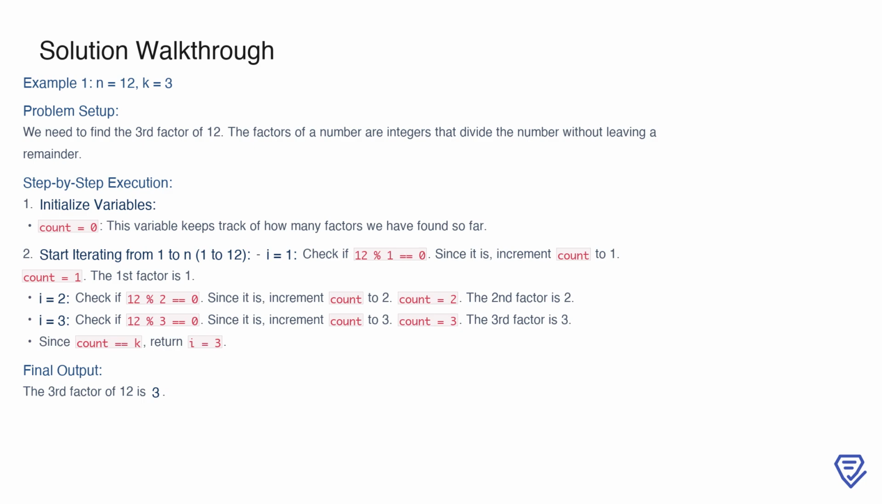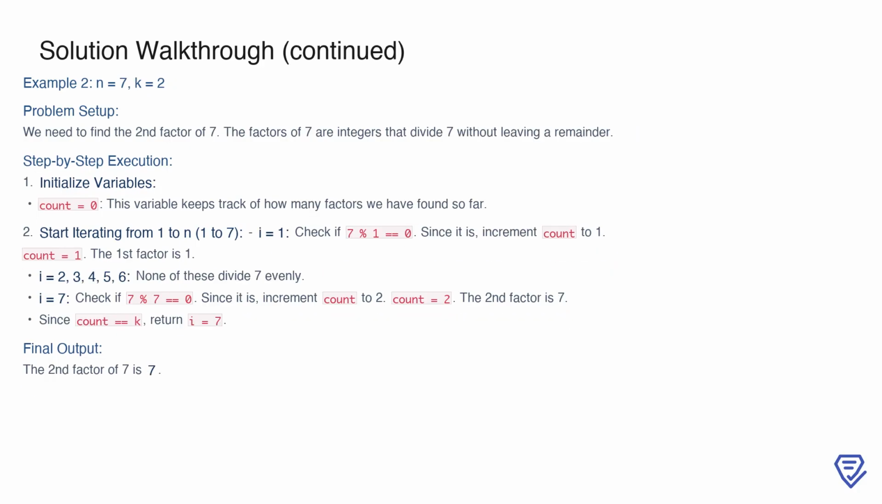Then we move to 2, which also divides 12 evenly, so we increment count to 2, identifying 2 as the second factor. Next, we check 3, and again it divides 12 without a remainder, so we increment count to 3. At this point, since count equals k, which is 3, we immediately return 3 as the third factor of 12.